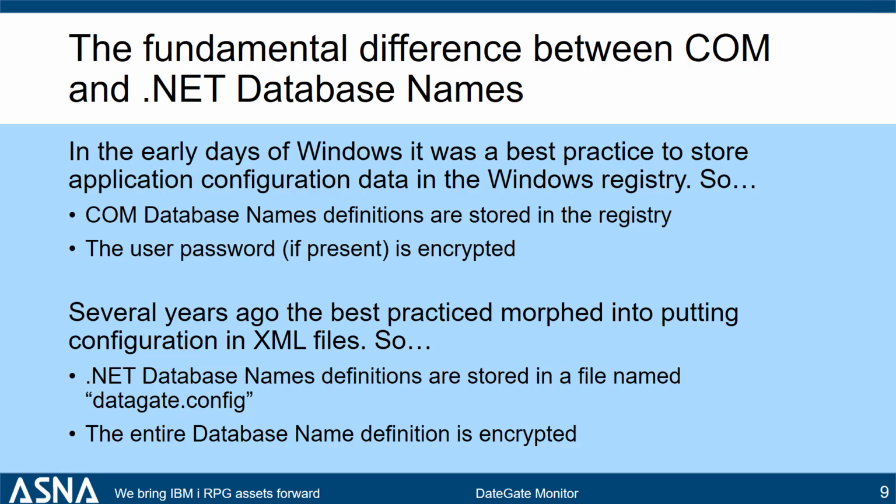Let's turn our attention to database names for just a moment and the differences between COM and .NET database names. In the early days of Windows, it was a best practice to store application configuration data in the Windows registry. So COM database names are stored in the registry. However, using the registry for that kind of thing kind of dropped out of style with the advent of Windows 7, give or take. And so now we store database names in files named DataGate config. So we'll take a look at this a little closer.